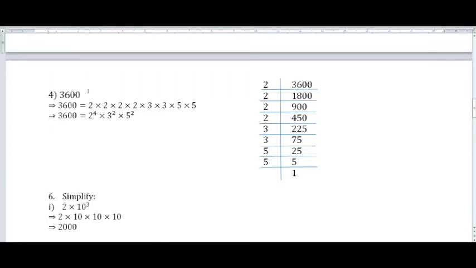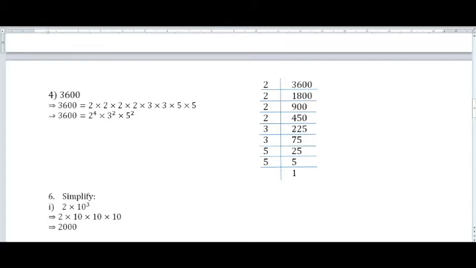Let us divide 3600 by 2. If we divide 3600 by 2, you will find the answer 1800. Divide 1800 by 2 again, the answer will be 900. If we divide 900 by 2, the answer will be 450. If we divide 450 by 2 again, you will find 225.